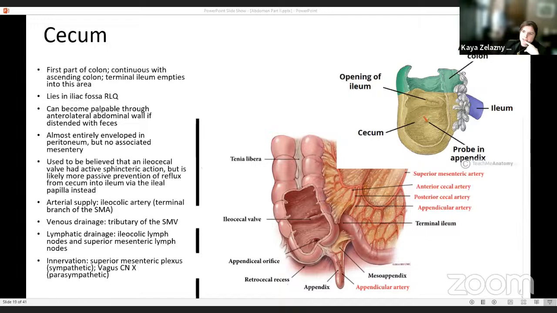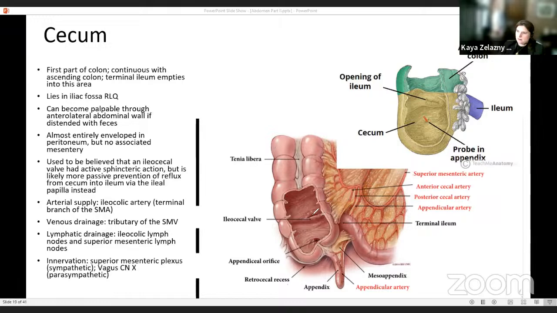It is almost entirely covered by peritoneum, that layer, but it doesn't have a mesentery, so it's not going to have that same sort of flexibility as our small intestine did, and as some of the other parts of our colon will have. So it's not all that movable. It's really going to be in that location.